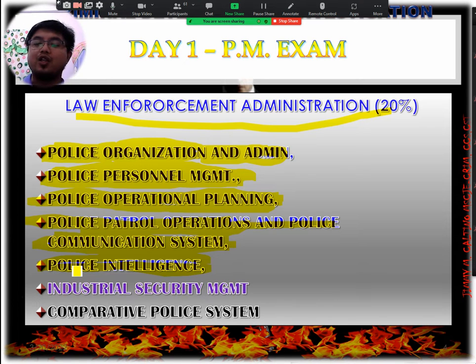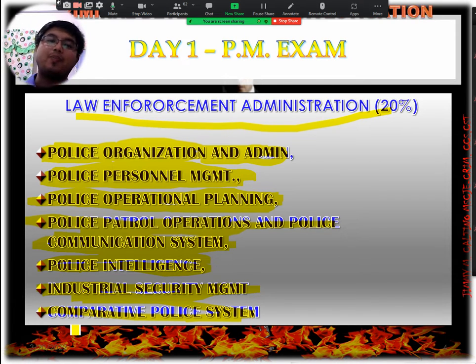For industrial security management, Republic Act 5487 tells us something about the regulating of the practice of private security agencies in the Philippines. So that is industrial security management. In comparative police system naman, of course, what are the systems introduced and being used by other countries, and then compare it to the Philippines.